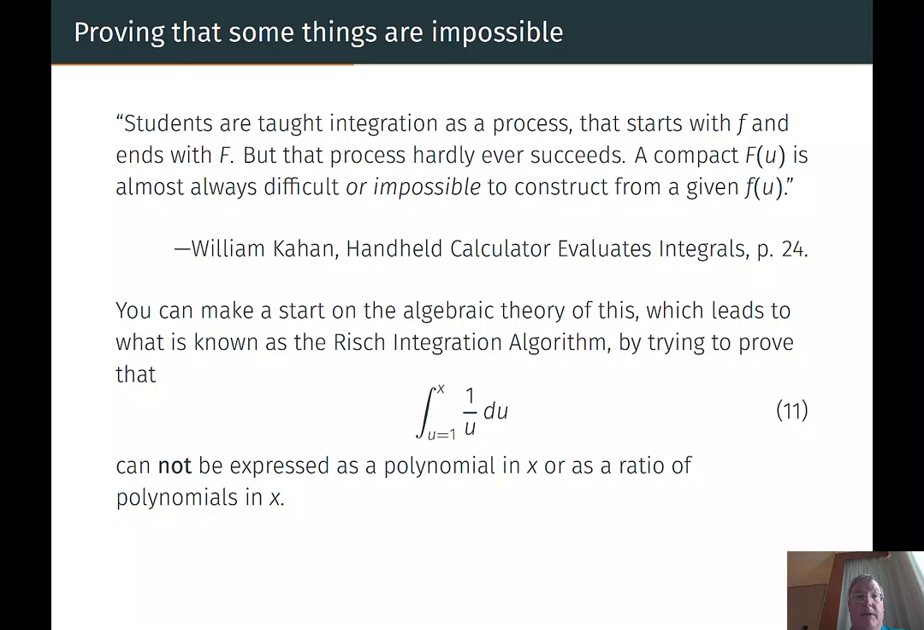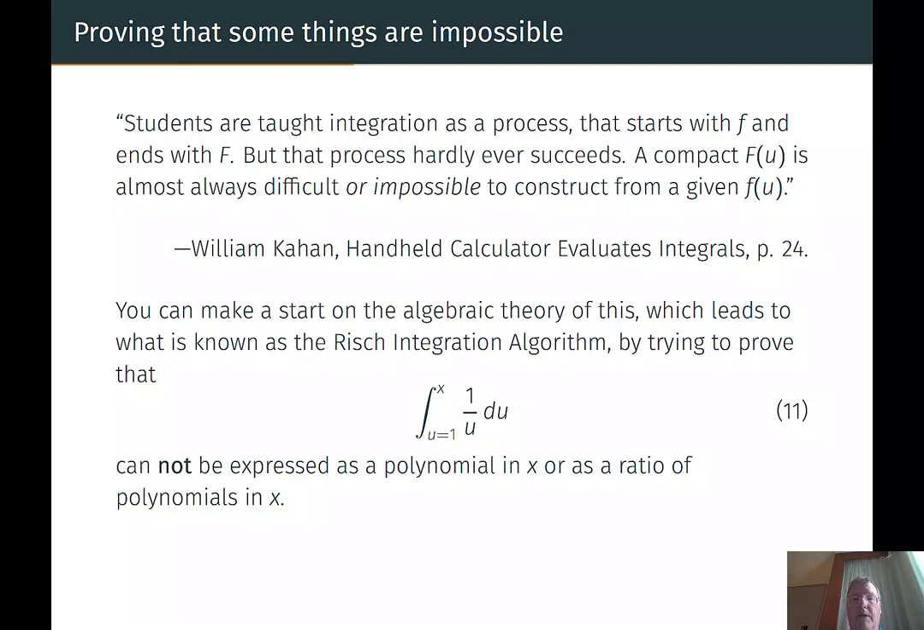Go back to Kahan's paper. He said, students are taught integration as a process that starts with little f and ends with big F, but that process hardly ever succeeds. A big F of u is almost always difficult or impossible to construct from a given little f of u. That is a strong statement, difficult or impossible to construct. You can make a start on the algebraic theory of this, which started with Liouville and leads to what's now known as the Risch integration algorithm, by trying to prove for yourself that the simple integral of 1 over u with respect to u cannot be expressed as a polynomial in x or as a ratio of polynomials in x. That's within reach.